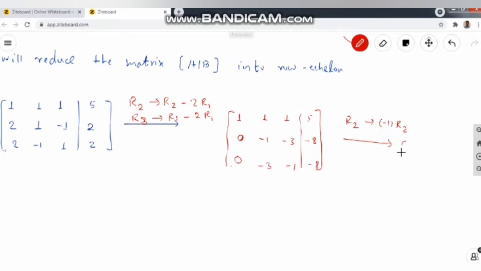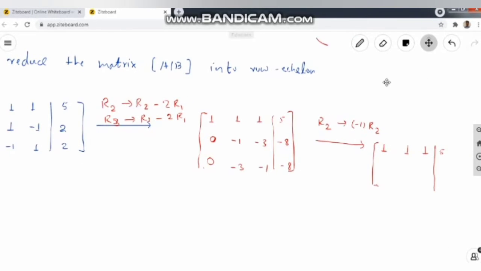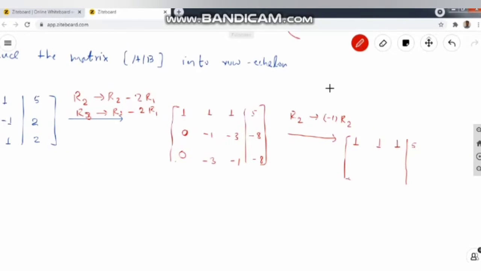So we will get the equivalent matrix: 1, 1, 1, augmentation bar, 5, and then this is 0, this is plus 1, this is plus 3, and this is plus 8. And the last row, of course, is the same.